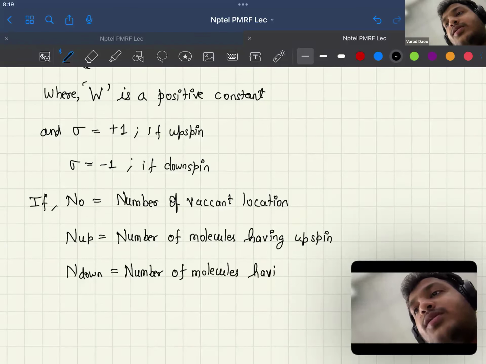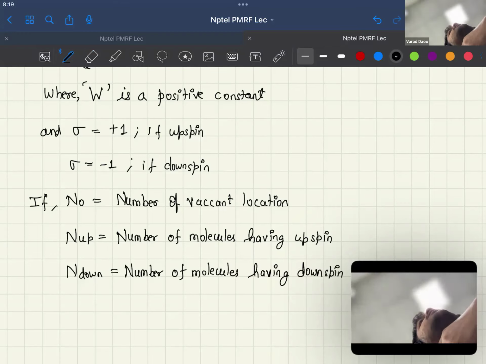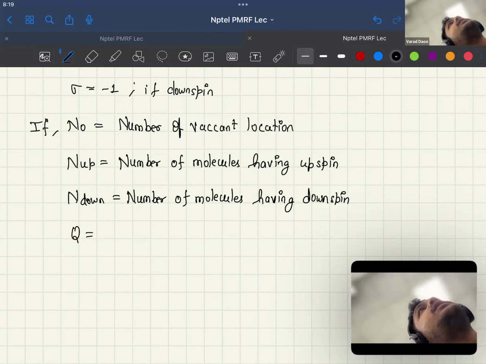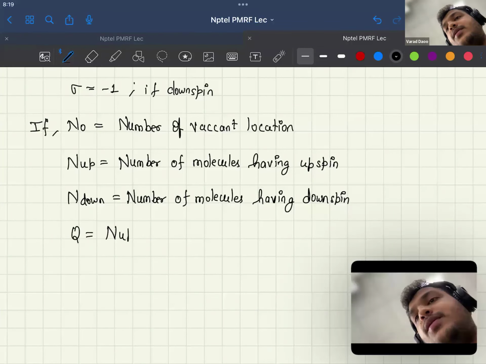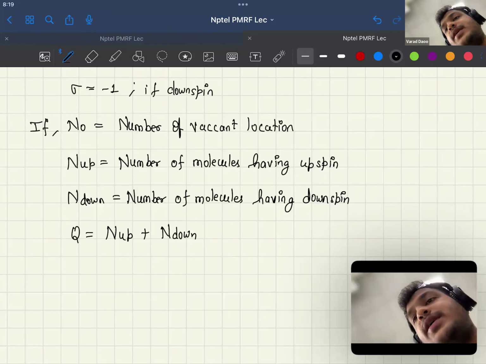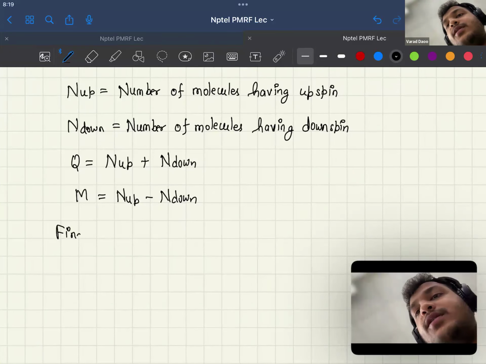Number of molecules having downspin. We are also given that Q is the total number of particles of the system, that is N up plus N down, and M is equal to N up minus N down. So then find the following.